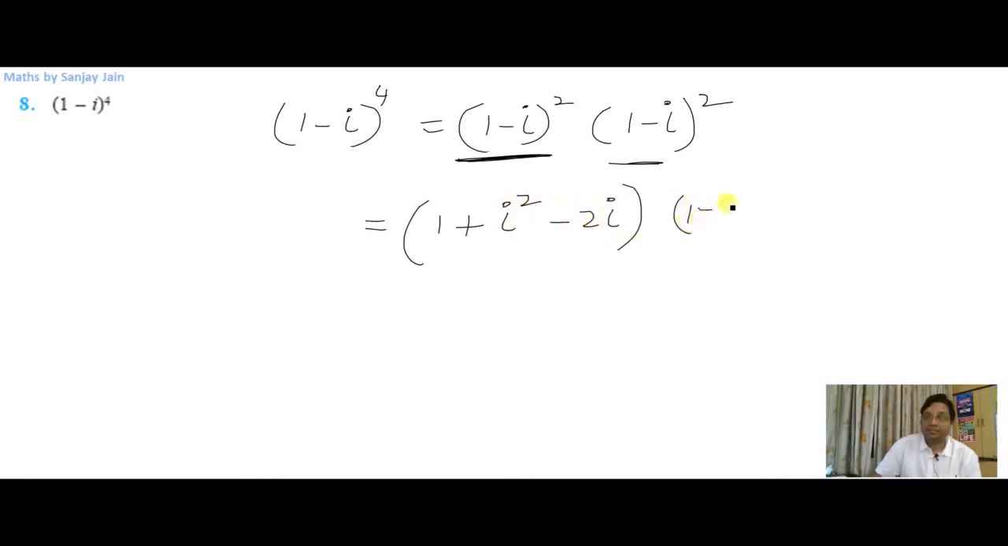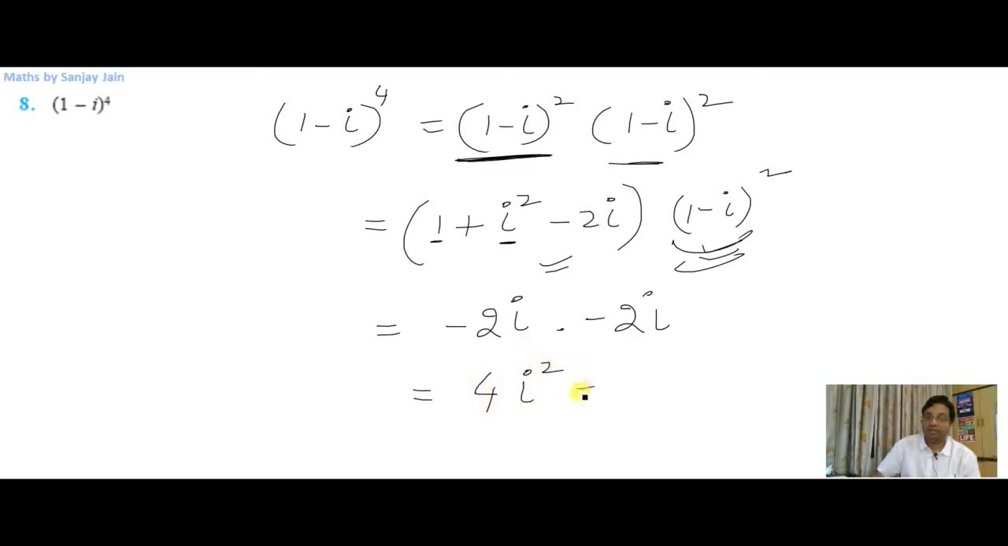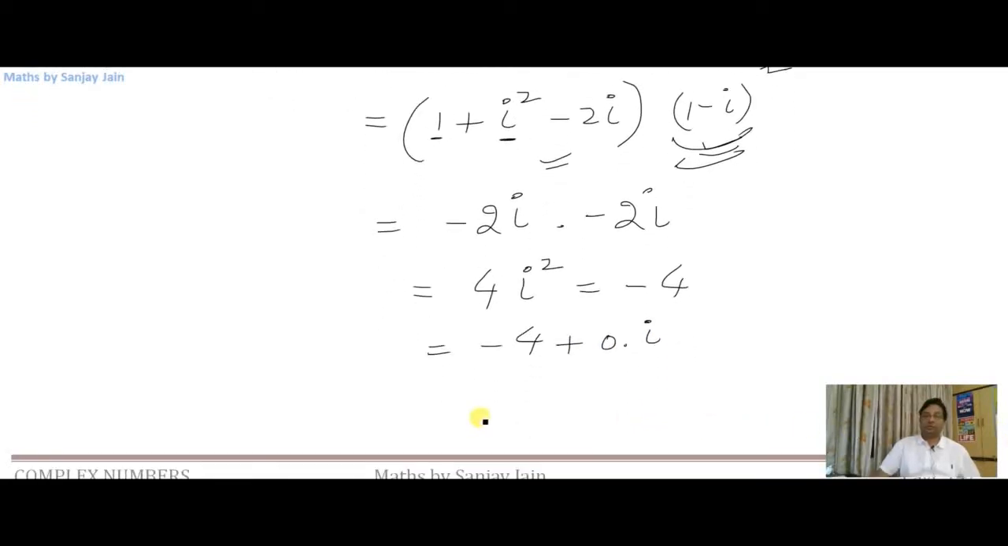Let's leave it as it is, because this is going to give me the same result that I'll get from here. Iota squared is minus 1, 1 plus minus 1 is 0, so minus 2 iota. Obviously from the other one also I'll get minus 2 iota. Minus 2 into minus 2 will give me 4, and then iota squared will give me minus 1, so in the end I'll have minus 4. In a plus iota b form, I can write it as minus 4 plus 0 into iota. You can also mention values of a and b as minus 4 and 0.